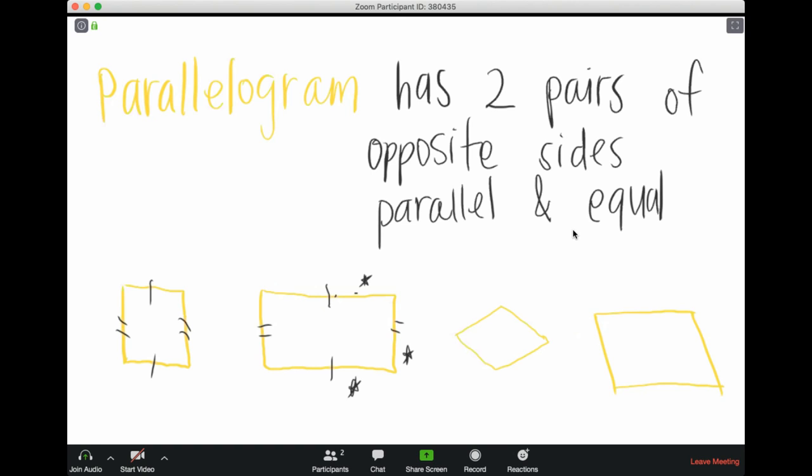Okay, a rhombus has opposite sides parallel, opposite sides equal, but also all sides are equal. So in this case, it can also be called a parallelogram, and then just a regular parallelogram.